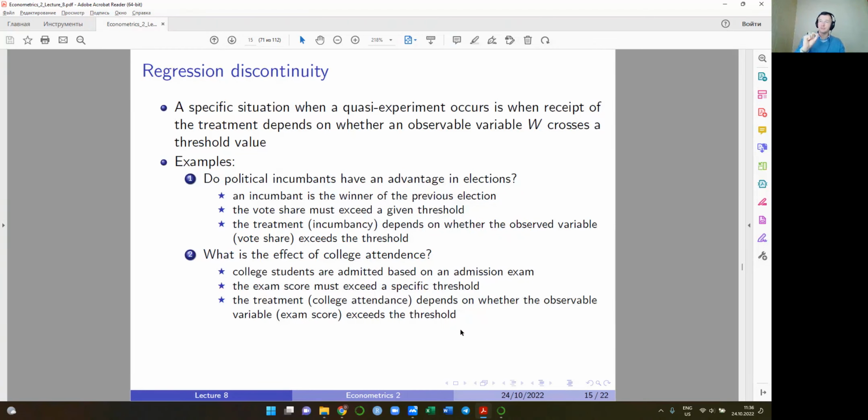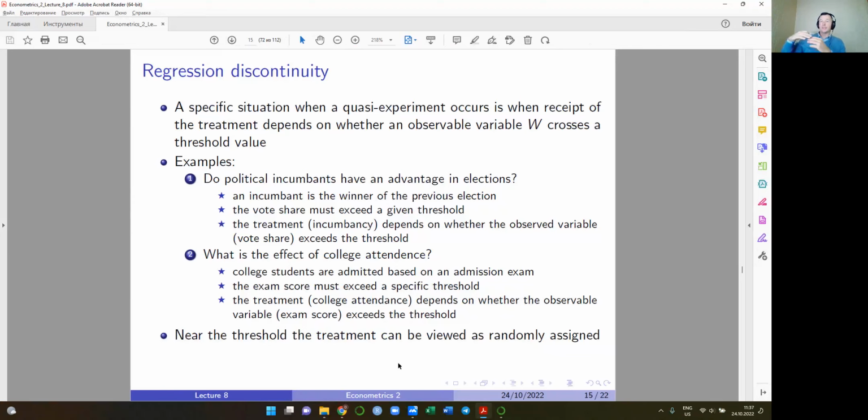You see that this is a very specific case. There must be some variable, there must be some decision rule in the form of a threshold, and everything that is beyond the threshold is given this treatment, and everything that is before the threshold is not treated. So, what is the most important thing in this regression discontinuity design? Near the threshold, the treatment can be viewed as randomly assigned.